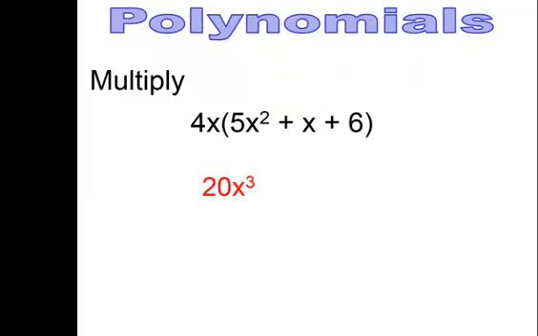Here you should have gotten 20x to the third plus 4x squared. Don't forget you have x times x, and that's going to give you an x squared. And then lastly, you're going to get 24x.